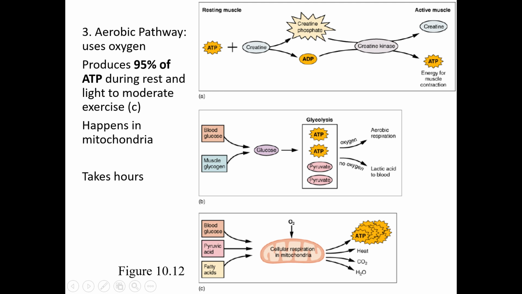Finally, the third way, here it is. Oxygen plus glucose inside of our mitochondria, and we receive carbon dioxide, water, and plenty of ATP molecules. On average, it would be 32, but that amount may vary. And 95% of ATP is produced by this aerobic pathway or aerobic respiration. What is the downside of this efficient way? It takes hours.